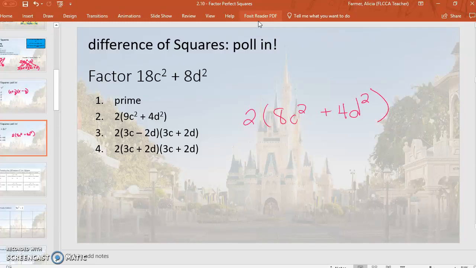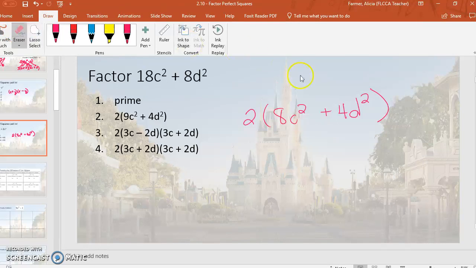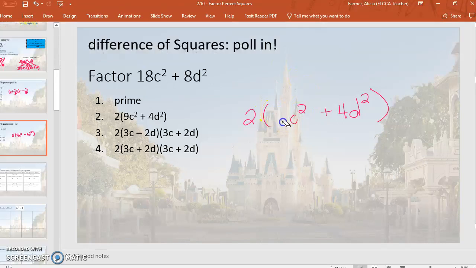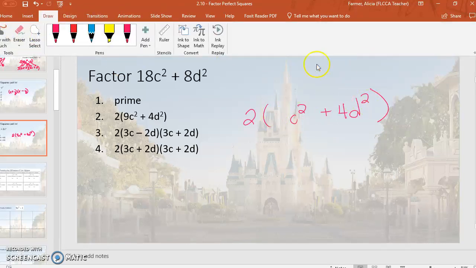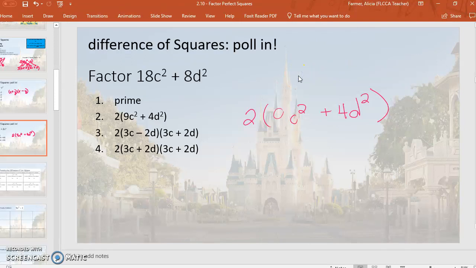And then you sit there going, okay, well, is the first one a perfect square? Yes. No, I'm sorry, that should be a 9. Erase that. It should be a 9. I apologize. So is the first one a perfect square? Yes, 9 is a perfect square, so is 4.